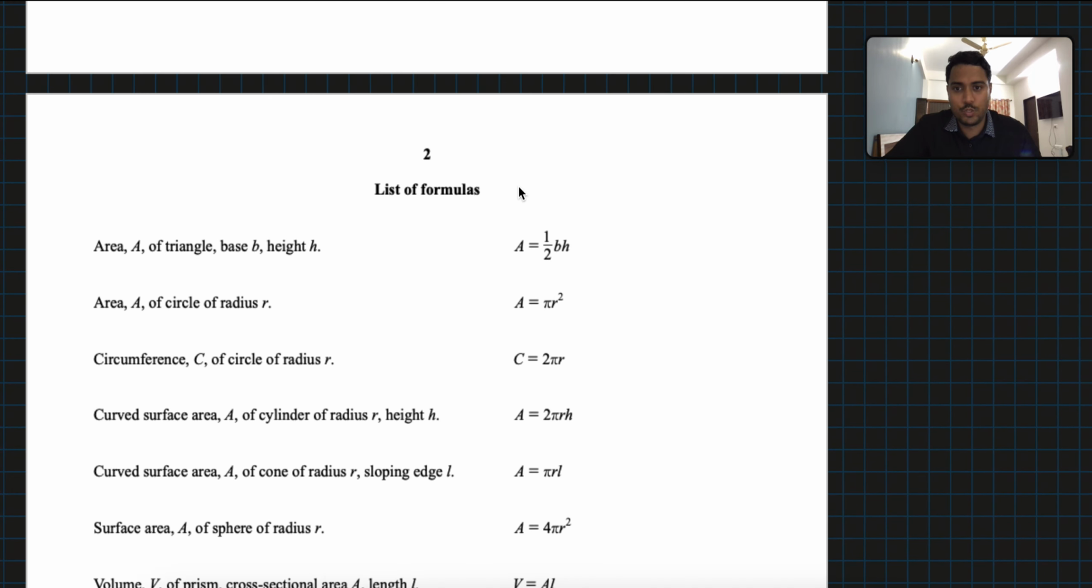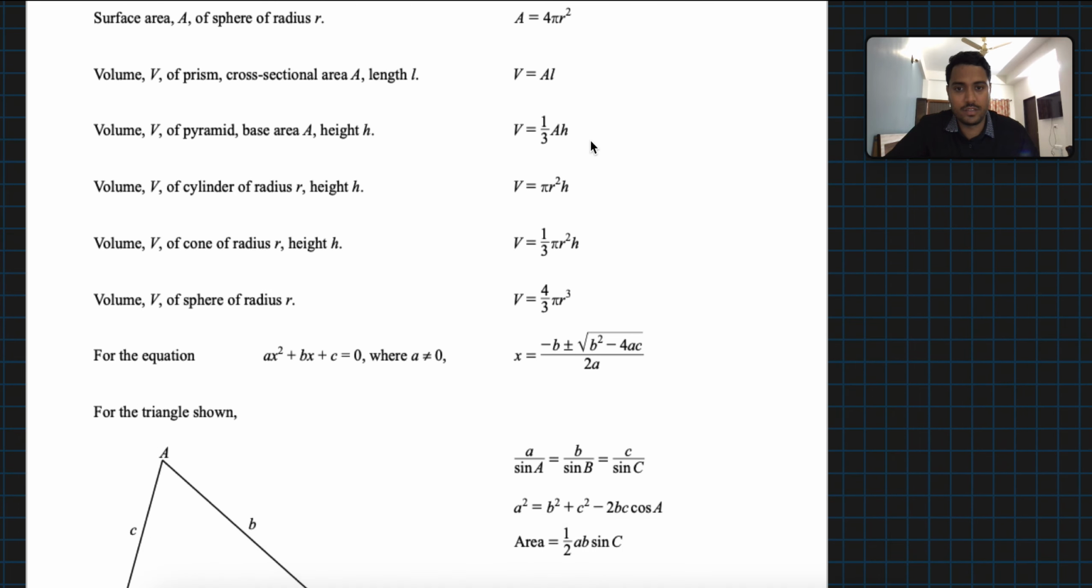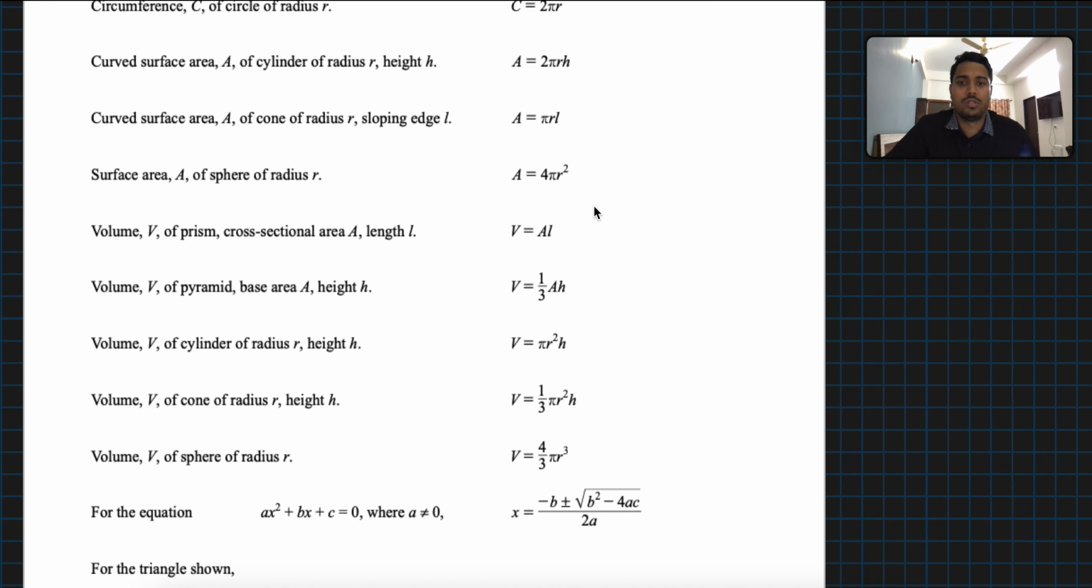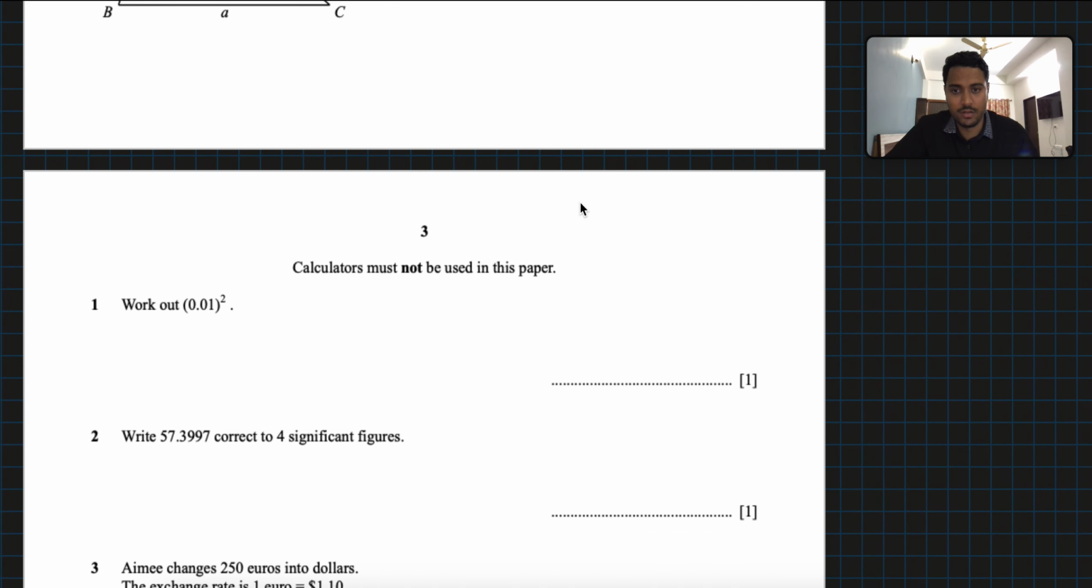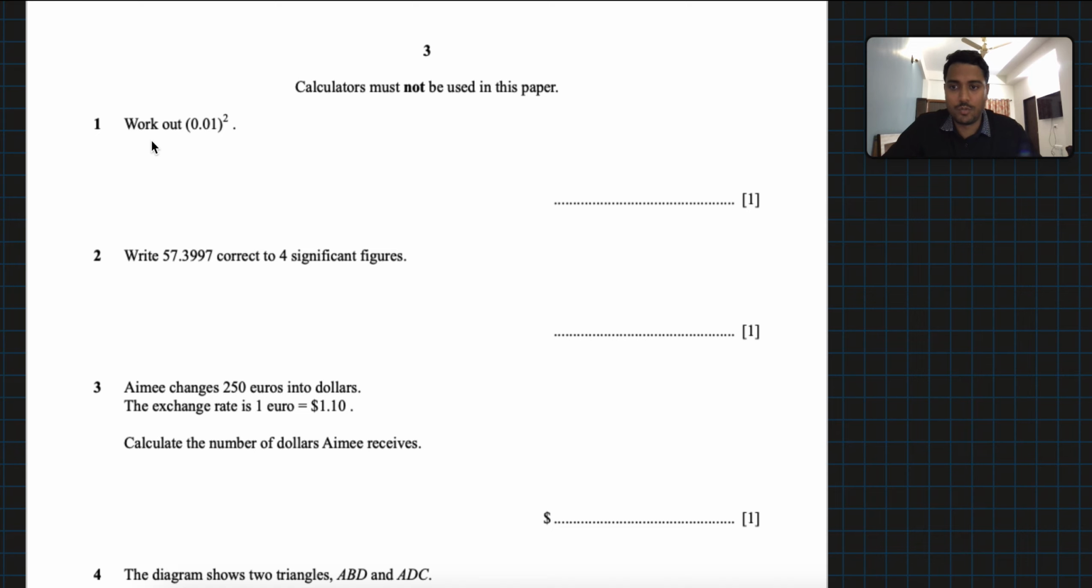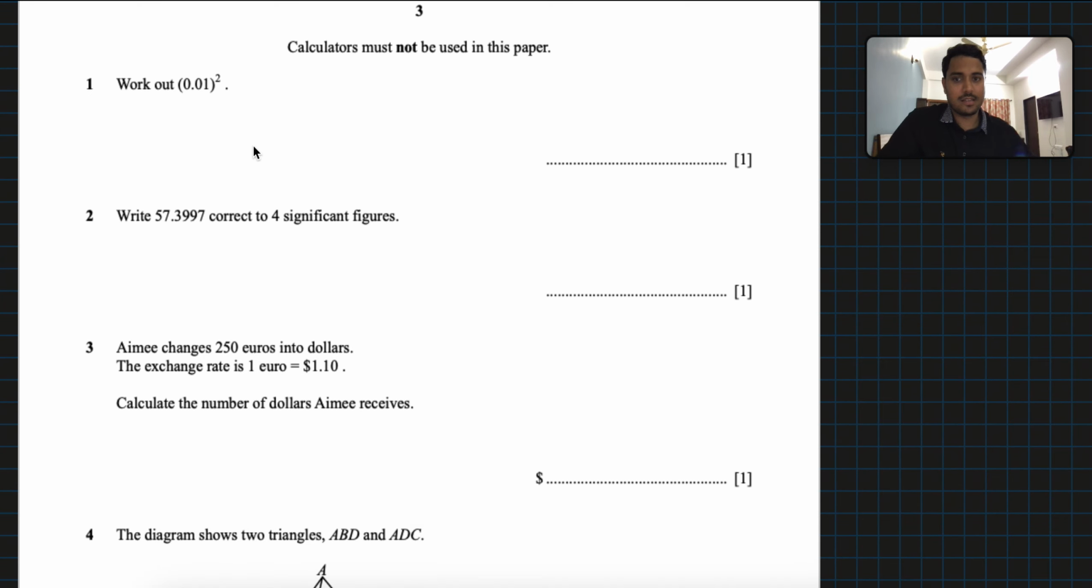From 2025, they're also going to provide a set of formulas that is going to be included in the question paper for the students to refer to. So starting from question number 1, let's start.